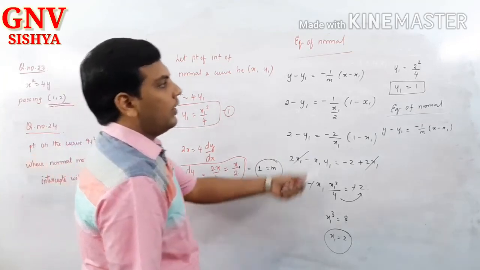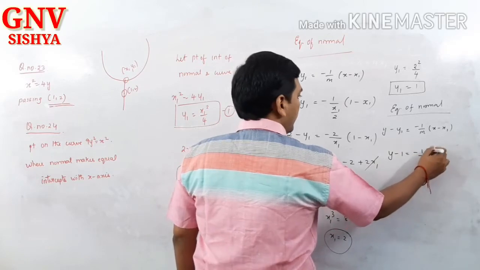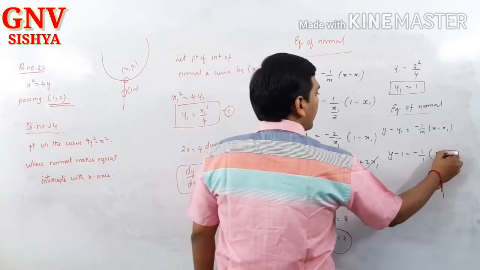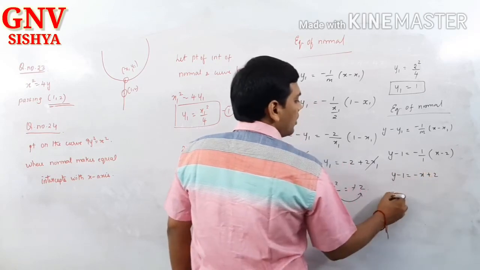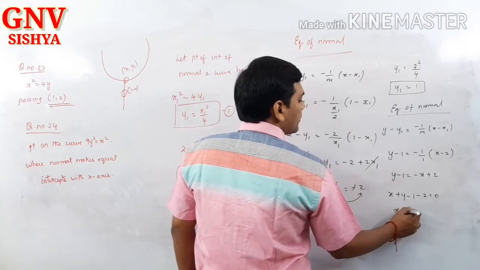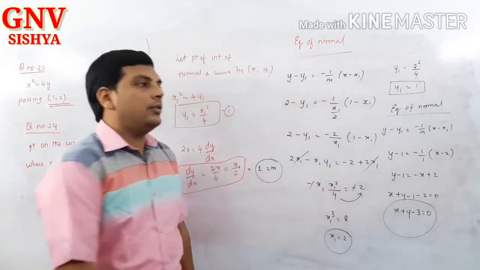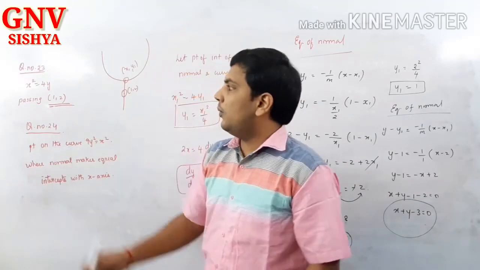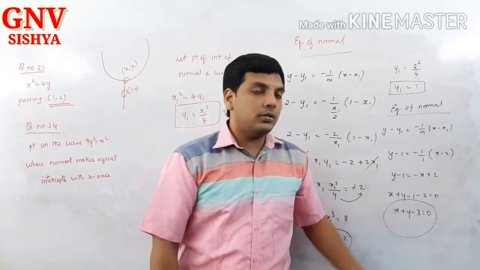Okay, so x1, y1 we have already found. So y minus 1 is equal to minus 1 by 1 into x minus 2. Correct? So altogether y minus 1 is equal to minus x plus 2. So x plus y minus 1 minus 2 equal to 0. So x plus y minus 3 is equal to 0. So this is the normal equation for the curve x square equal to 4y, which is passing through the point (1, 2). You substitute (1, 2), it should satisfy.